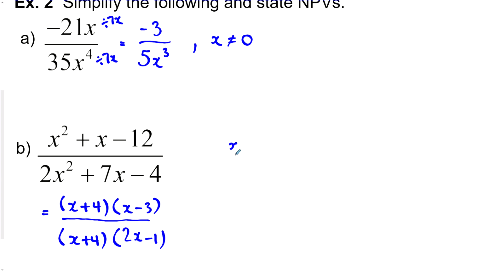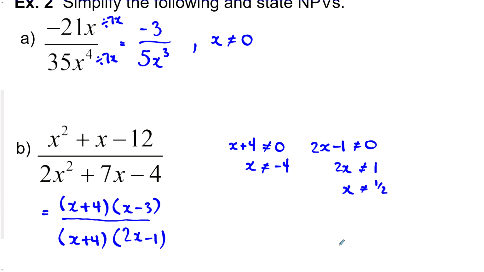So x plus 4 cannot equal 0, so x cannot equal negative 4. And the other factor in the denominator, 2x minus 1, cannot equal 0, so 2x cannot equal 1, or x cannot equal 1/2. So if I was listing my non-permissible values, I would say they are 1/2 and negative 4. If I just want to list them as a restriction after I've simplified, I could leave it like this and this. Let's finish simplifying this.